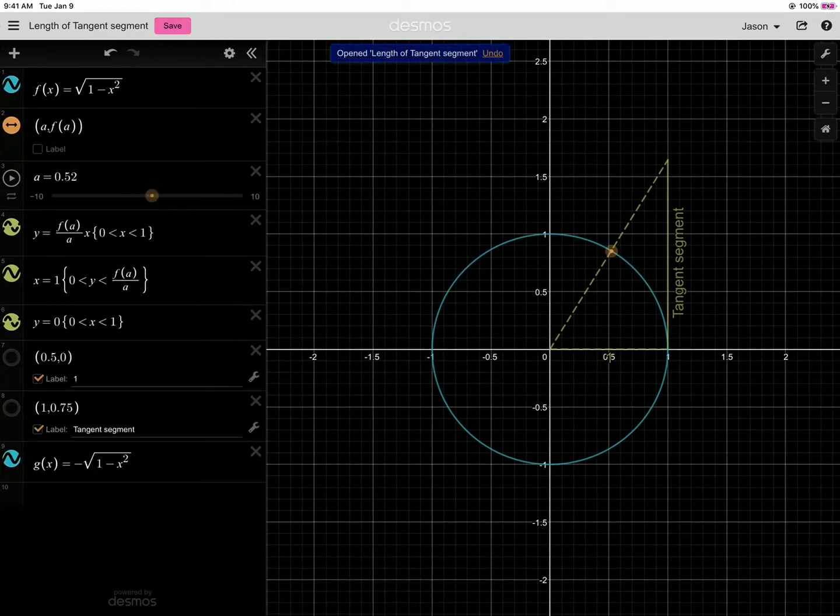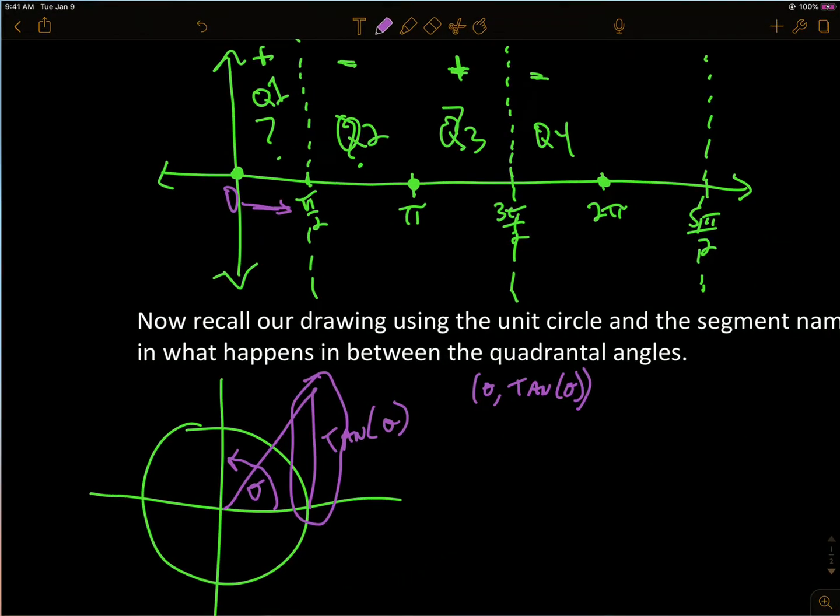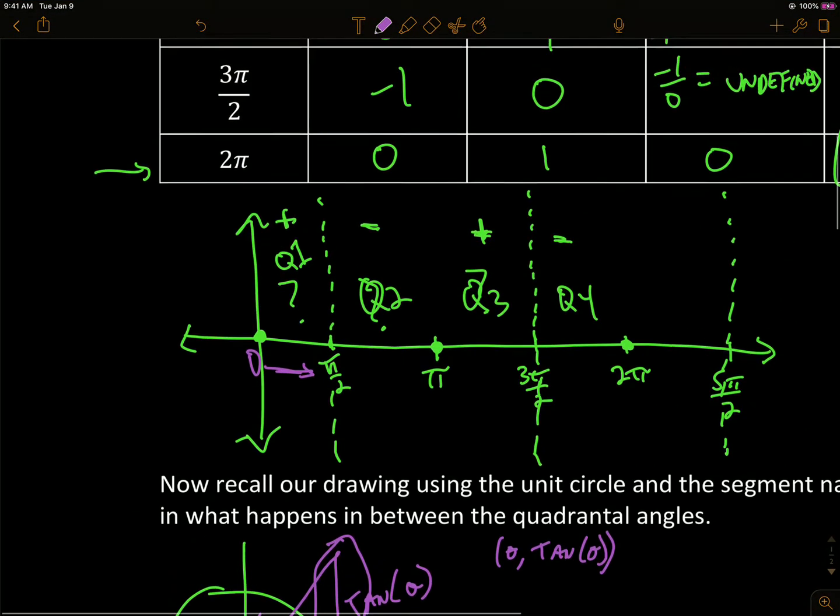You can see that as I drag this point and change the size of the angle, the length of the tangent segment changes. When we're all the way here at 0, we already said that tangent segment is 0. And as I start increasing my angle towards pi over 2, the tangent segment gets larger and larger. The closer I get to pi over 2, the faster the segment grows. So it starts at 0 and goes up and just keeps getting larger and larger and grows unbounded. So that's what's happening in this quadrant 1 segment over here.